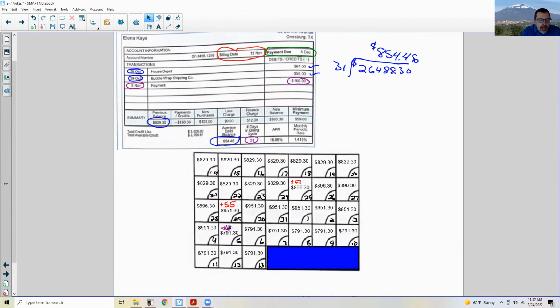So if she had made her payment up near the beginning, let's say she paid it on the 15th instead of on the 5th. If she paid it on the 15th, this $829.30 would now be $829.30 minus 160, which would be $669.30, if I'm doing my math right.